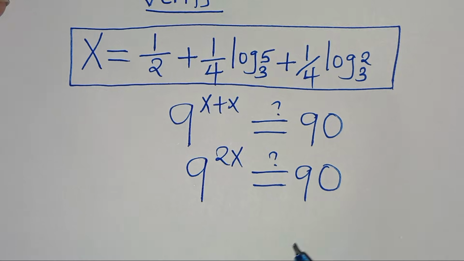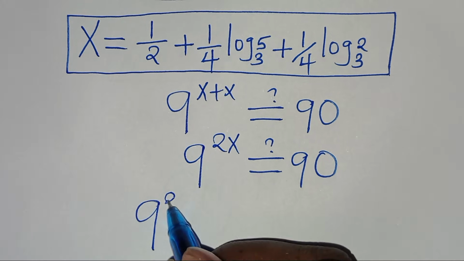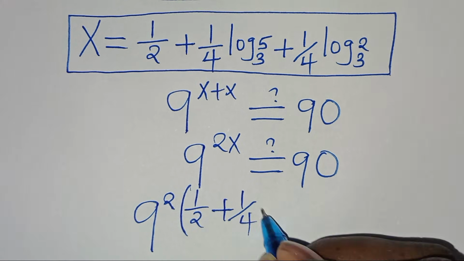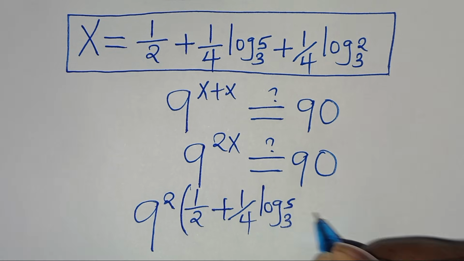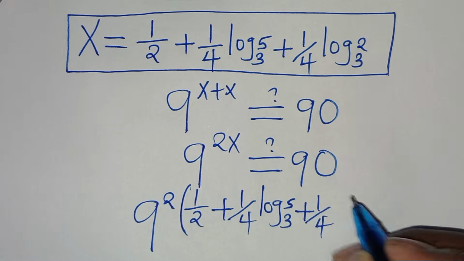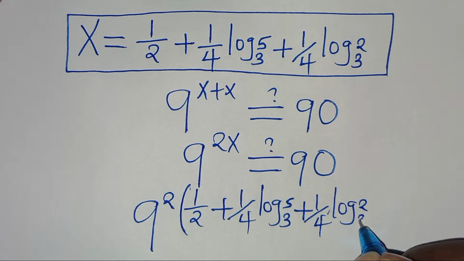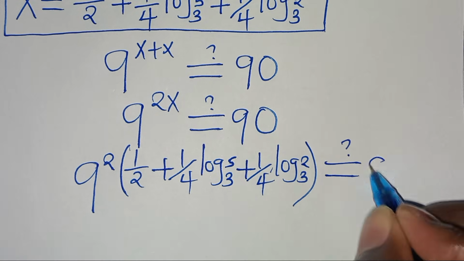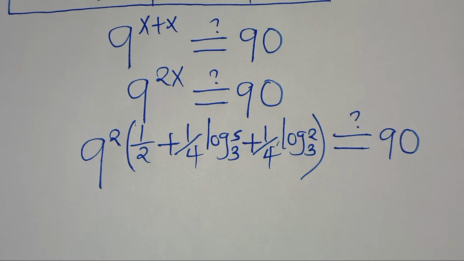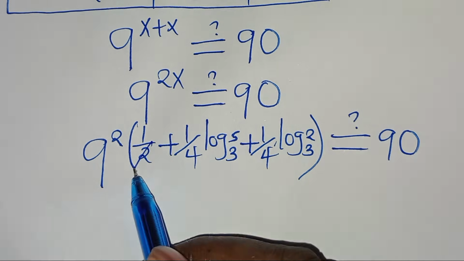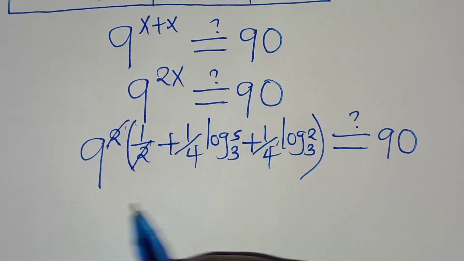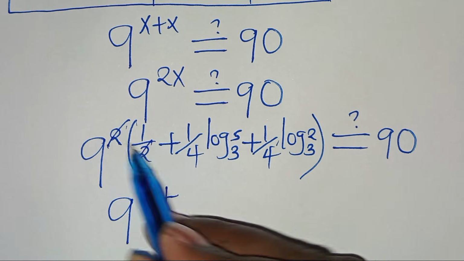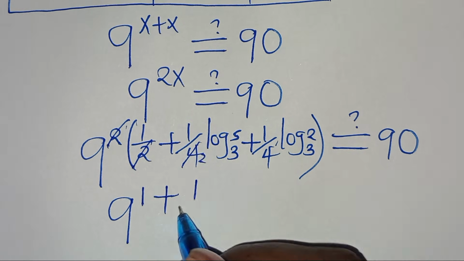So let's substitute the value of x here. This is 9 to the power of 2 multiplied by x, which is a half, plus 1 over 4 log 5 to base 3, then plus 1 over 4 log 2 to base 3. This should give us a value of 90. Now, we can simplify here by 2, 1, by 2, 1. So this means we have 9 to the power of 1 plus. So let's simplify here. 4 divided by 2, this is 2. So we have a half.